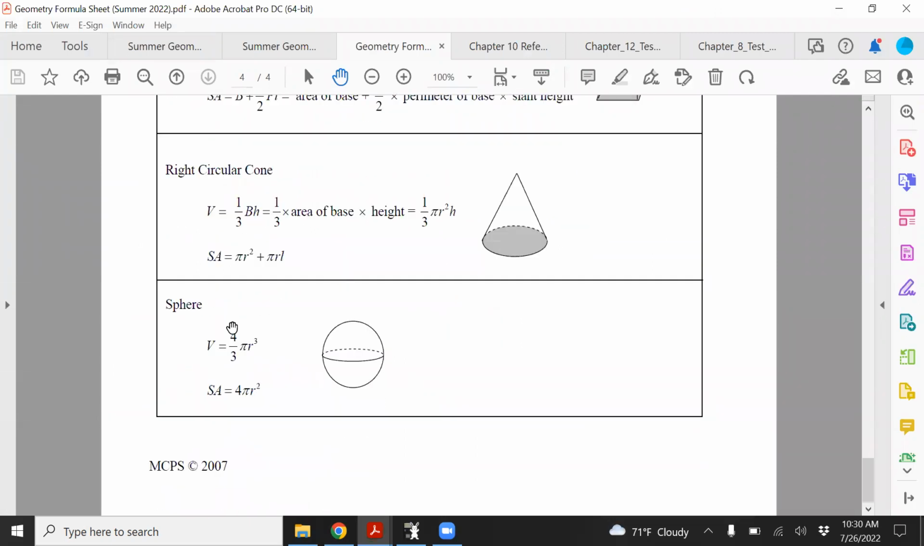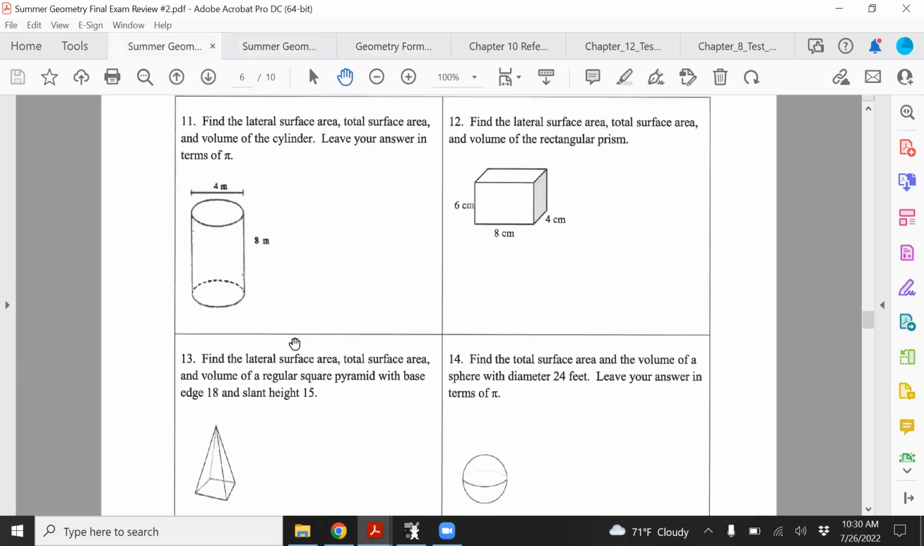Sphere, it's right there. 4/3 pi r cubed is the volume. Surface area is 4 pi r squared. So now that we've done a quick overview, let's try these problems. Here, you're asked to find, and don't worry about lateral surface area. That's just the side. I want the total surface area and the volume.